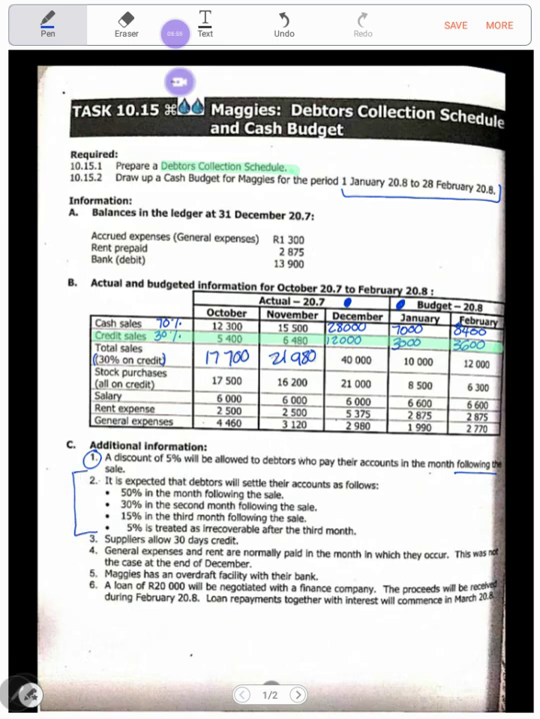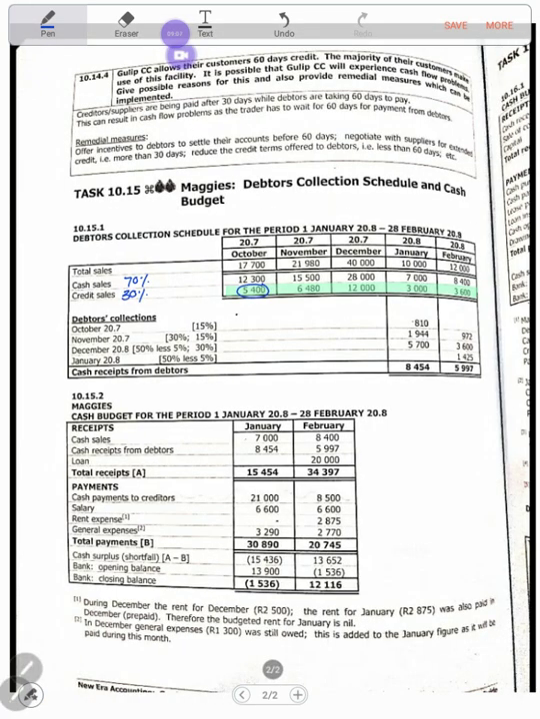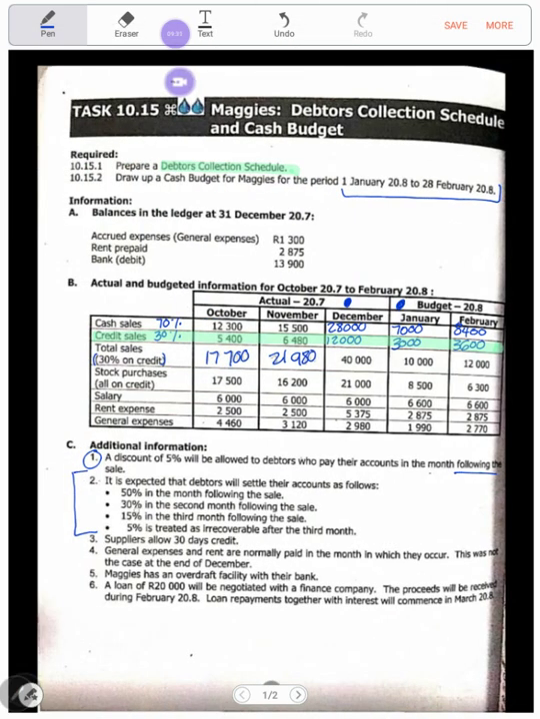And remember, our debtors are expected to settle their accounts with us in these following terms. So 50% of our debtors will pay their debt 1 month later. So if they took on credit in October, they will only pay me 1 month later, which would be in November. That is not my budget period, so I move on to the next step.